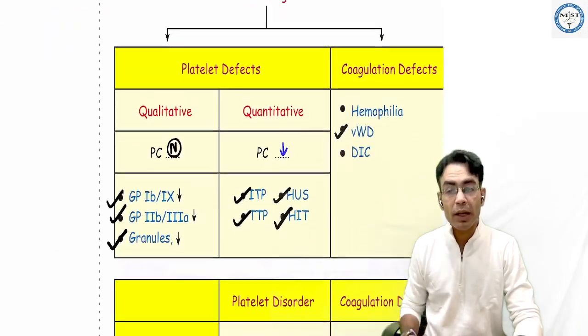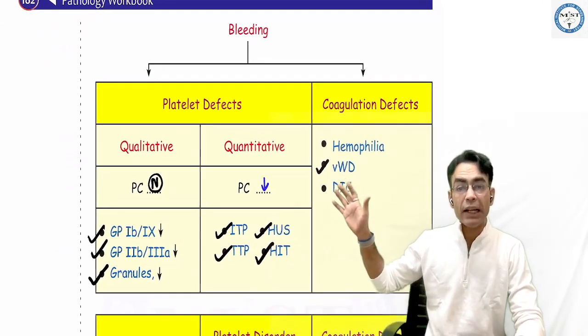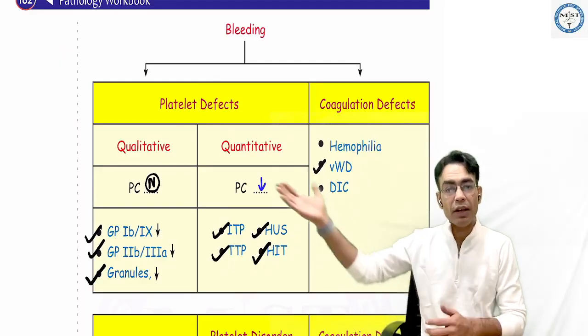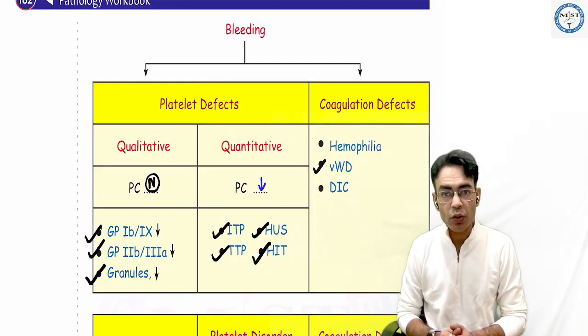The first disease is von Willebrand. अच्छा, पहले ये देख लेते हैं. The bleeding. But अगर bleeding हो रही है, so there are platelet defects and coagulation defects. So these are the defects which I'm going to talk to you about.